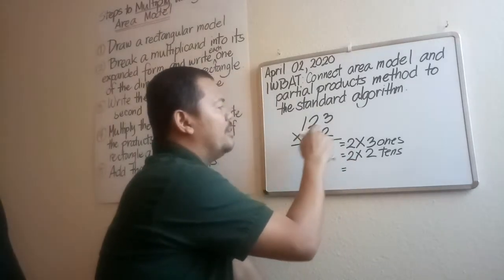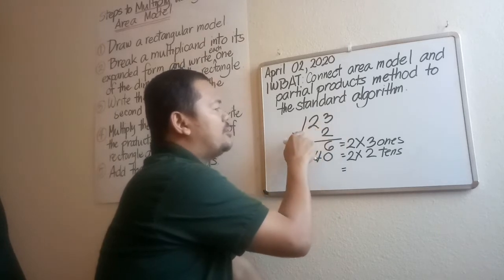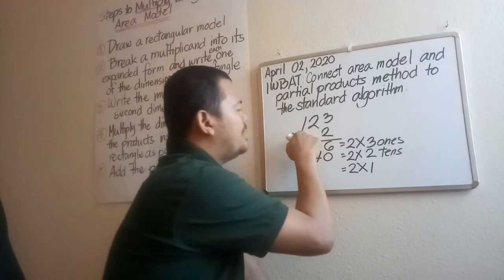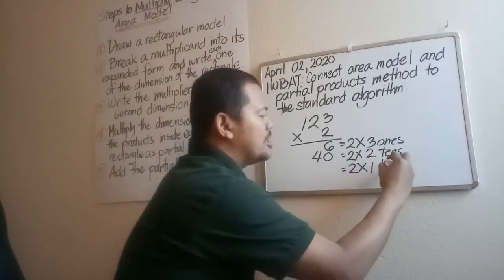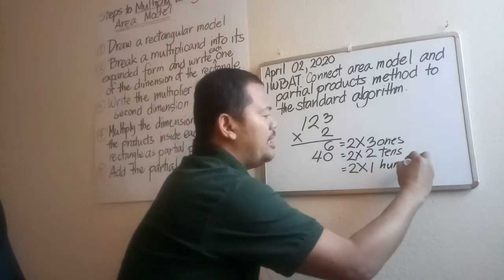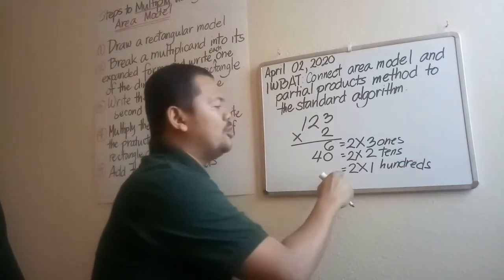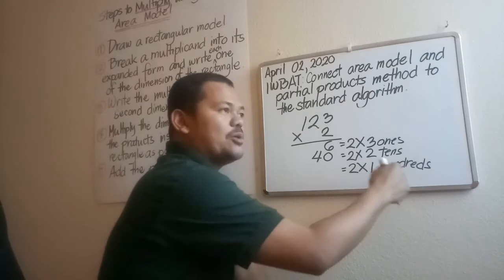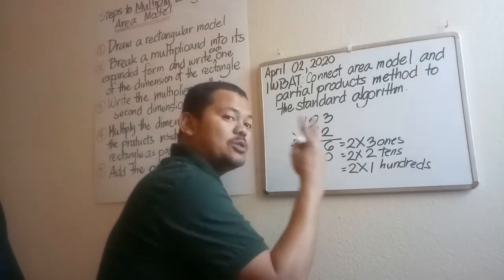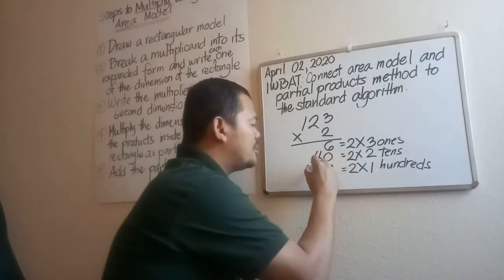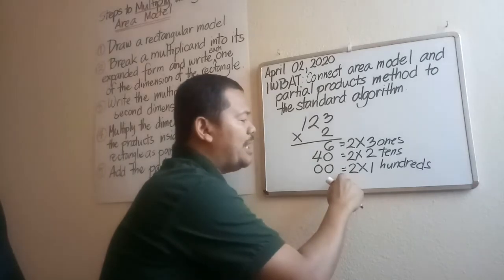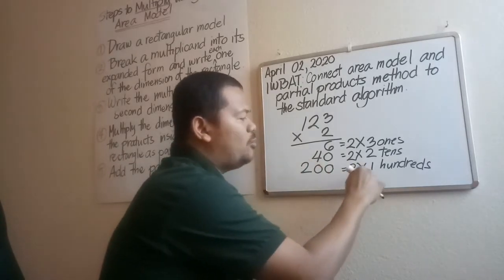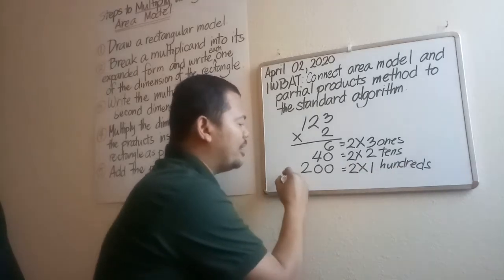Okay? Next, 2 times 1. What's the place value of 1? Ones, tens, hundreds. So the place value is hundreds. Then 2 times 1 hundreds. How many zeros are there in hundreds? We got 2 zeros. 1, 2. Then that's the time you multiply: 2 times 1 equals 2. So 2 times 100 is equal to 200.